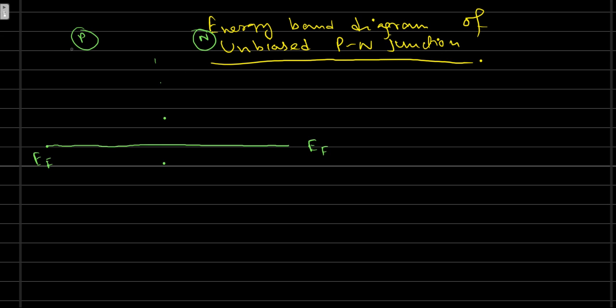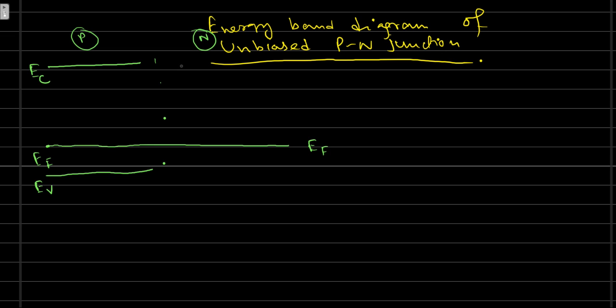Now this is the p side, p-type semiconductor, and you know that the position of the Fermi level will be near the valence band. So if the Fermi level position is here, then we can say the valence band will be somewhere here, EV. EV stands for valence band, EF stands for Fermi level. If the valence band is here, then the conduction band will definitely be away from the Fermi level. This is EC. So this is the situation for p-type semiconductor.